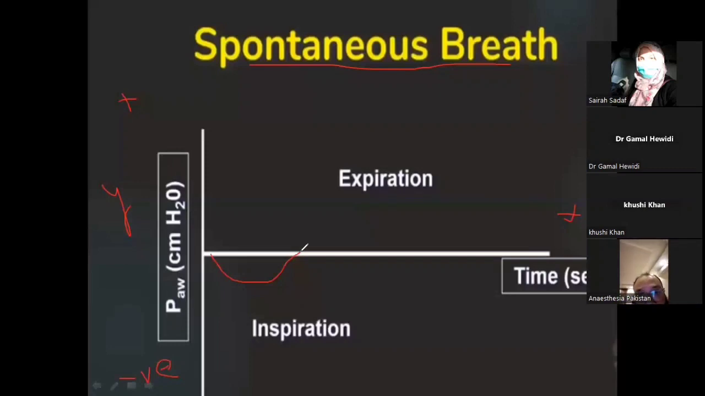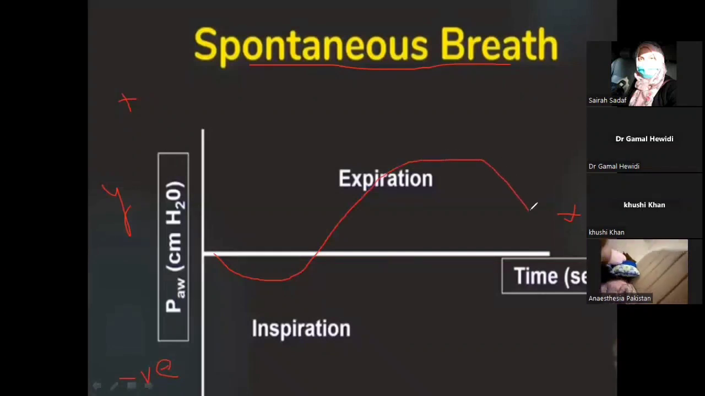And during expiration, what will happen? The intrathoracic pressure, or you can say the pressure in the airway, will become negative. Sorry, it will become positive. So it will go up like this. Got it? Let me do it again. During inspiration, because the intrathoracic pressure is negative, we will have a downward curve, and during expiration, we will have a positive curve on the upside. You got it? That's easy.